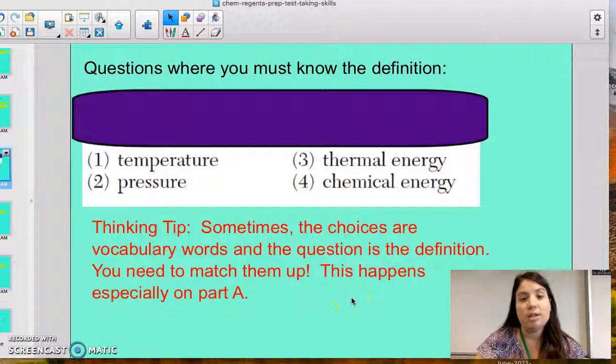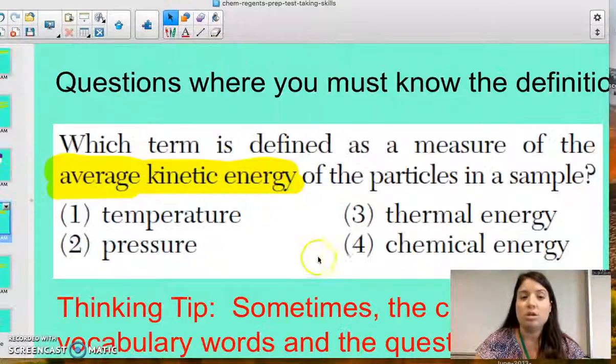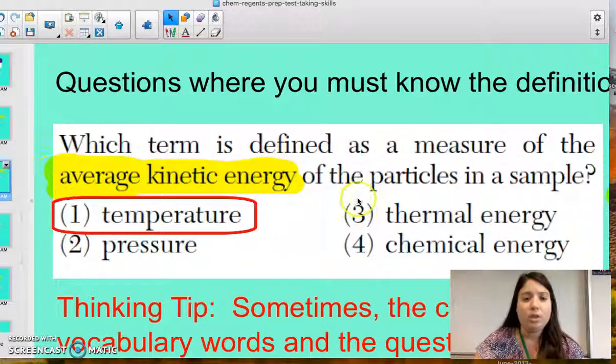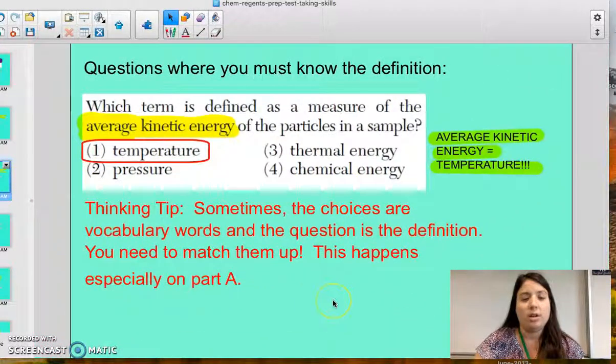Again, like I said earlier, this especially happens on part A. You want to think real simply. You want to know your definitions of key terms. So if we take a look here, the question says, which term is defined as a measure of the average kinetic energy of the particles of a sample? We should recognize that average kinetic energy is the key term here. All right, average kinetic energy, we should know, is the meaning of temperature. So again, we just need to know some simple definitions of some terms, and you want to keep that simple. All right, again, temperature is going to be our answer, so now we have our selection. So be aware of that, especially on part A. Sometimes in the question, we're just going to give you the definition, and you've got to match it up to the term.